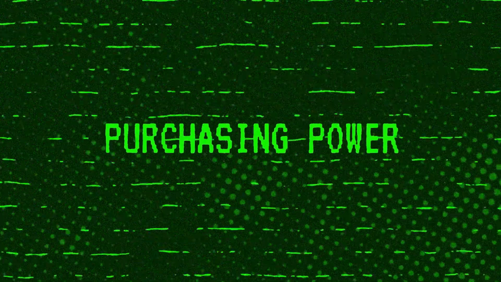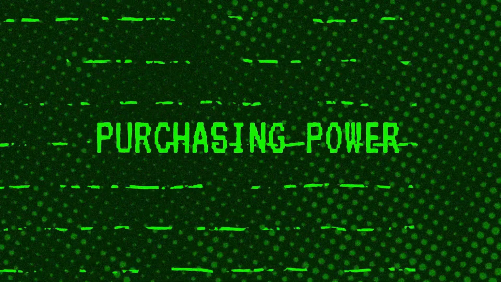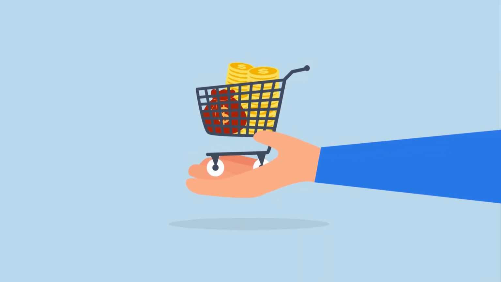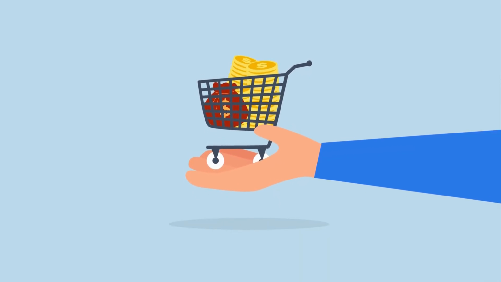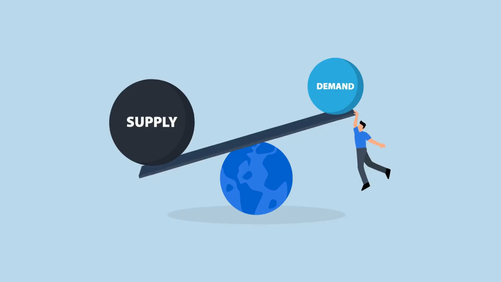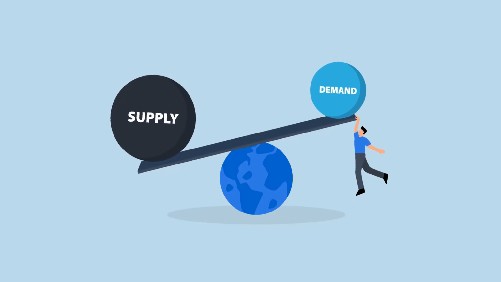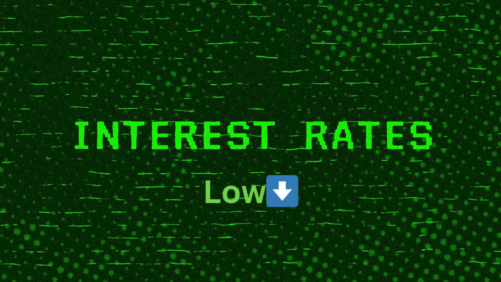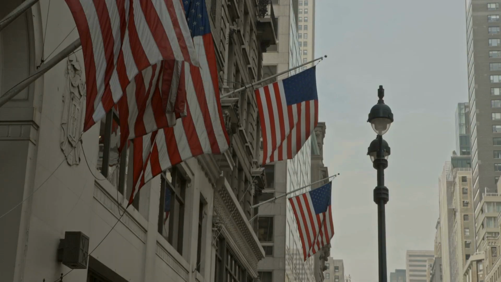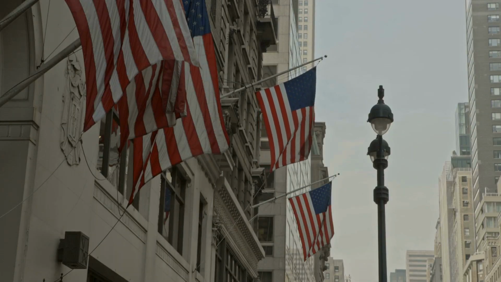Here's another powerful advantage. The US can borrow money more cheaply than most countries. Why does this happen? Because global investors trust the US government. So when the government issues bonds, there's always strong demand. And when demand is high, interest rates stay relatively low. What does that mean in real life? The government can fund programs, businesses can take loans at better rates, and economic activity continues to grow.